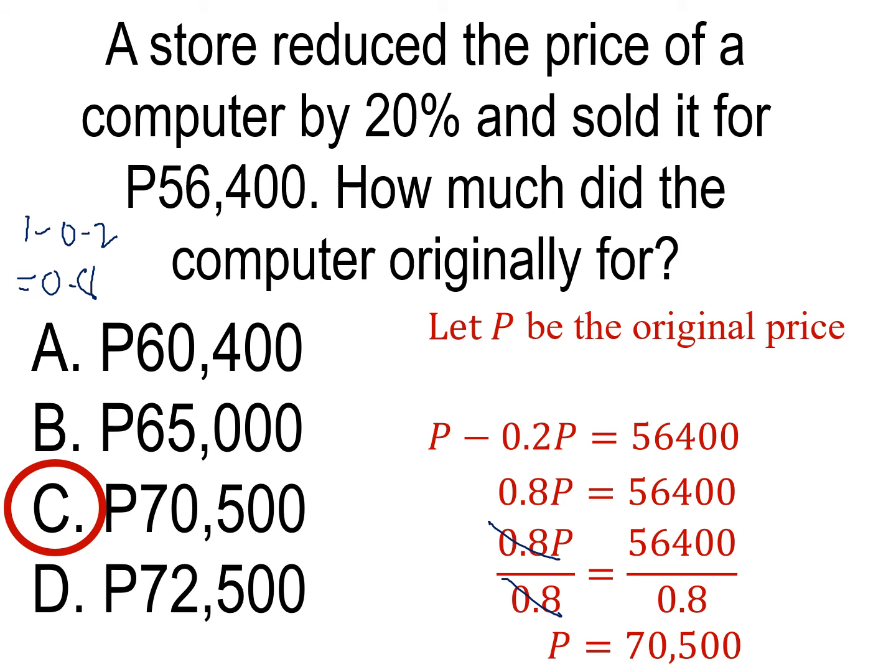So, paano po ito? Yung 56,400 divided by 0.8. It's just like 56,400, add ka lang ng isang zero, pero ito, magiging 8 na siya. Kasi nag-move ka lang ng 1 decimal place, mag-add ka ng isang zero. O, yun. So, your task is to divide this. Ang lalabas doon ay 70,500.